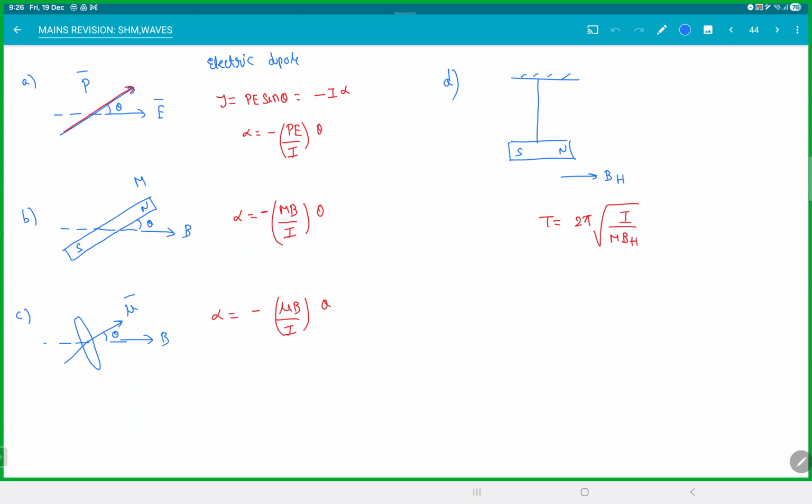Then comes this thing. Time period and different formulas. Electric dipole, torque is equal to P sine theta. Magnetism M cross B. Current loops, this one. Remember what is this? Vibrational magnetometer. Yeah? So this is what I was saying. So if you see SHM now, we started with springs, then we said oscillations. Now you can see it is coming up in different chapters.